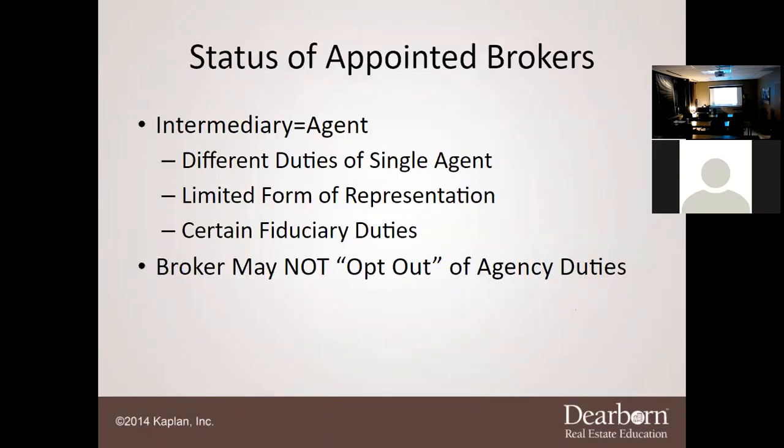So what's the status of what's called an appointed broker? An intermediary is basically an agent. It's where they have different duties from a single agent. There are different requirements for single agents. There's also a limited form of representation, and there are also certain fiduciary duties. However, a broker may not opt out of any duties.